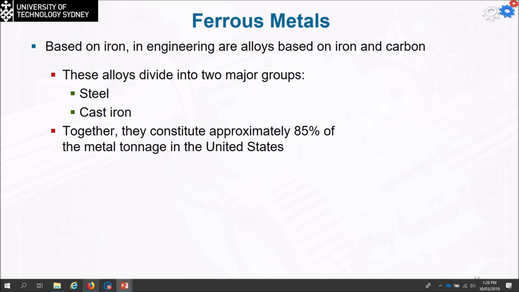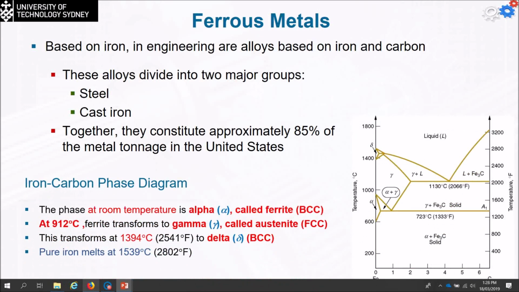The first thing we are going to talk about is adding carbon to iron to make steel. We have the iron-carbon phase diagram, which consists of the alpha phase plus the ferrous up to 3% carbon, and how things change. We can see that we have alpha, gamma, gamma plus L, and the liquid state. At room temperature, the phase is alpha, called ferrite, which is BCC. Now, what is the BCC term? Body-centered cubic.